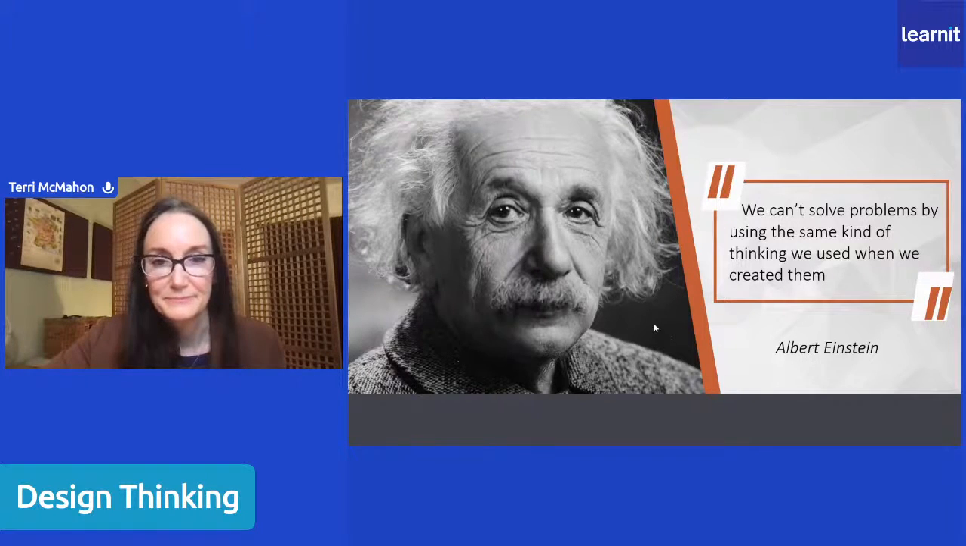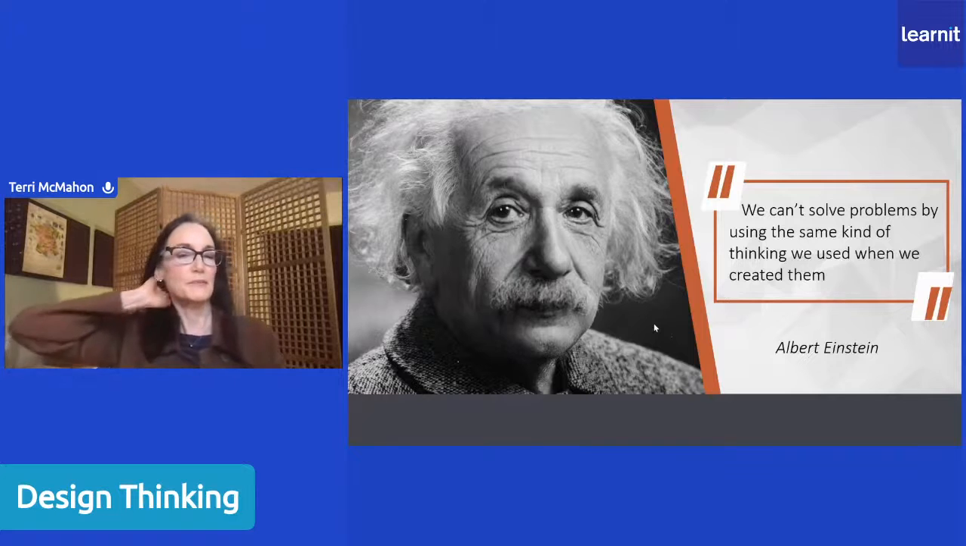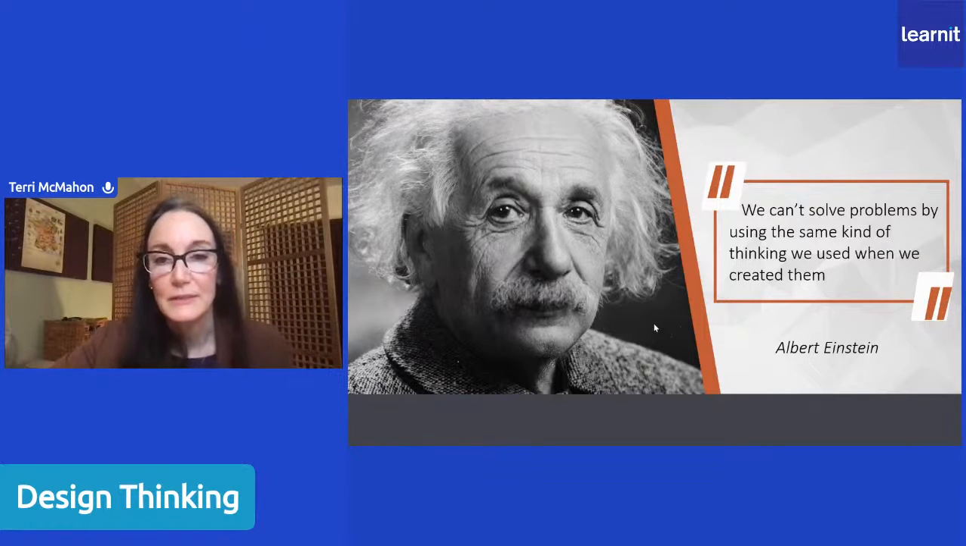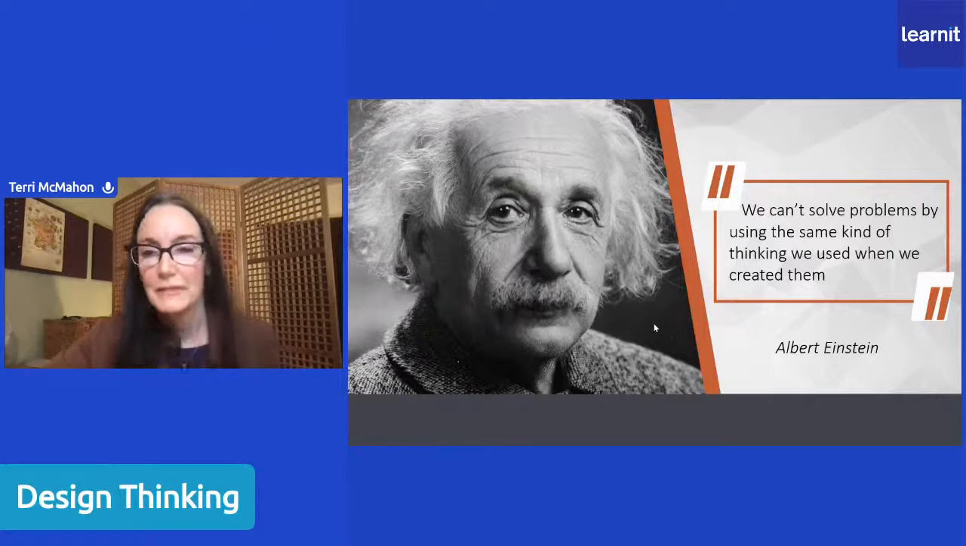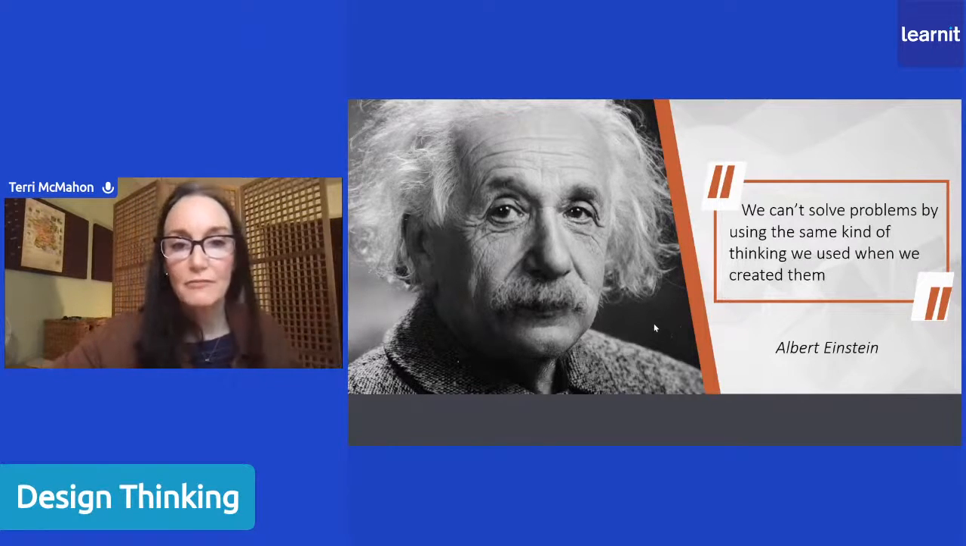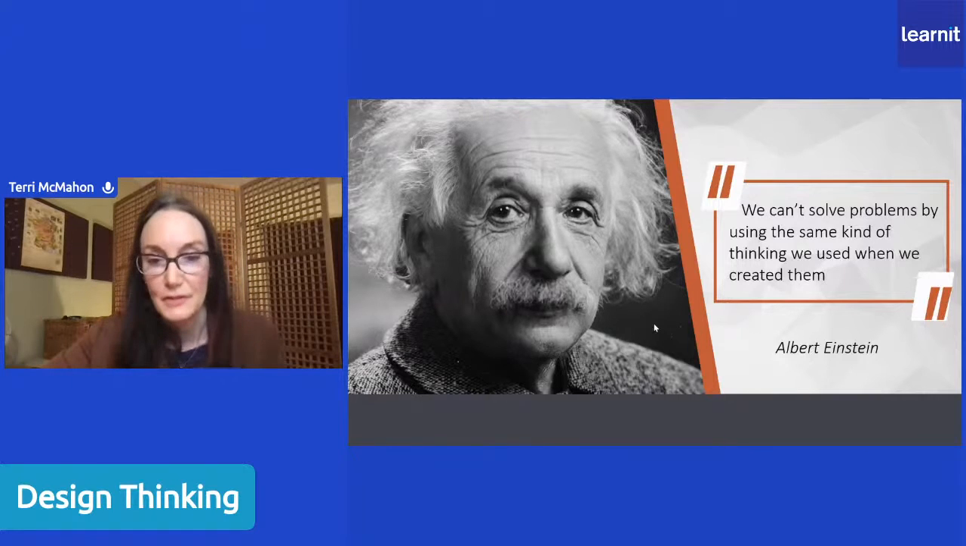Einstein says, we can't solve our problems by using the same kind of thinking we used when we created them. We need to be innovative. We need to not fall into that fixed mindset that might have gotten us into the problem. Many times we've got to be thinking completely outside the box. So that brings us to a set of tools called design thinking.